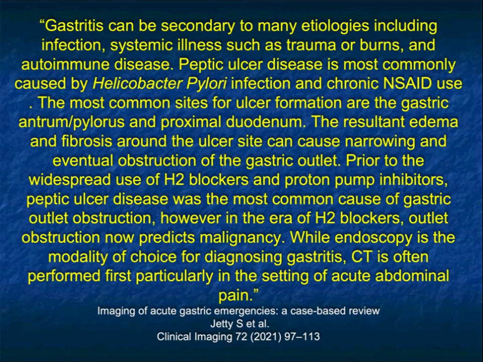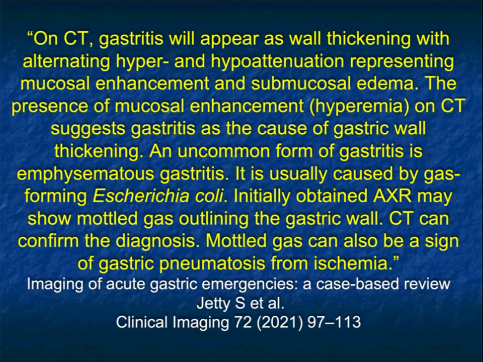While endoscopy is the modality of choice for diagnosing gastritis, CT is often performed first, particularly in the setting of acute abdominal pain. And so it's very important for us to be able to make the correct diagnosis to be able to manage the patients. Now, in terms of CT, gastritis will appear as wall thickening with alternating hyper and hypoattenuation zones, that kind of submucosal edema we like to think about with mucosal enhancement. The presence of mucosal enhancement or hyperemia suggests gastritis. We look very carefully at the enhancement to make sure it's smooth throughout the stomach. If you see a break, that's where typically you're thinking about an ulcer or even potentially perforation.